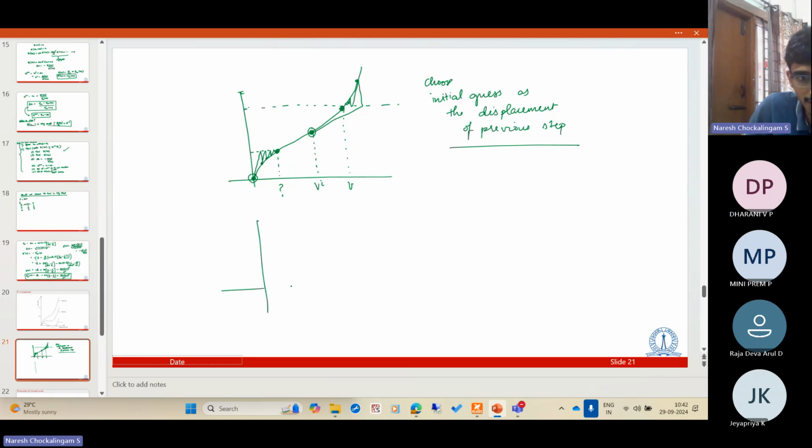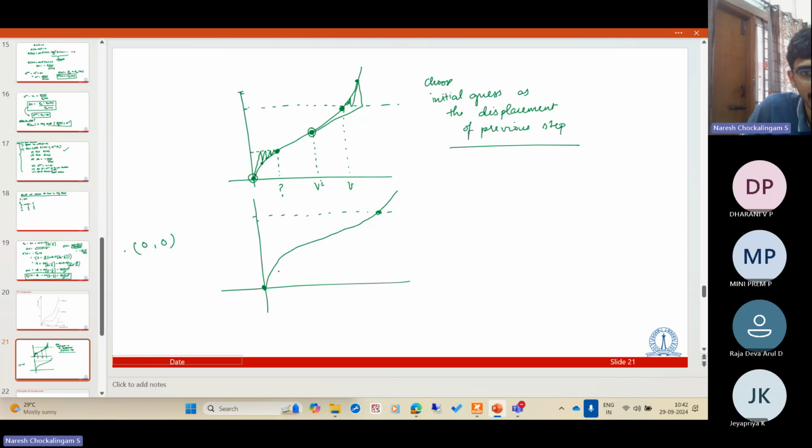Now I hope you understand why we have to do it in steps. Suppose I'm doing it in one step and I want to get the force here, and we have some curve like this. If I have no idea of how the curve is, every time my initial guess will be at the origin, where the force and displacement are 0.